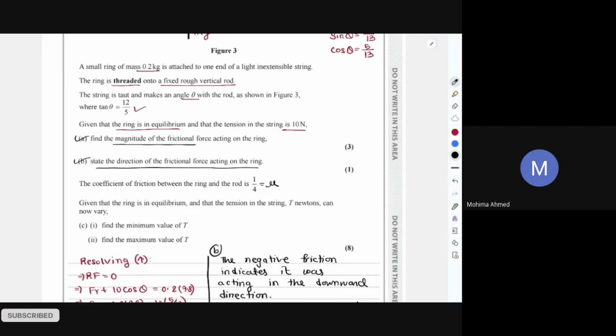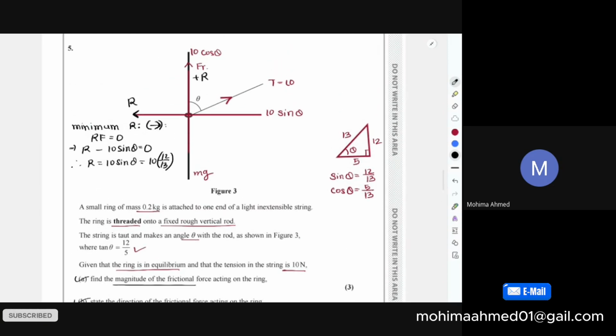Now they are saying that the coefficient of friction is mu, and given that the ring is in equilibrium, the tension in the string T newtons can now vary. Okay, so using that idea, you have to calculate the value for your T. The value for your T is no longer 10 anymore, sorry. So in that case, I have to think about it. Obviously, you have this reaction force on the left-hand side, and this tension is actually pulling the ring away from that rod. So what does it mean? It means that your friction was also acting in the horizontal direction, right? So you have this obviously 10 sine theta.